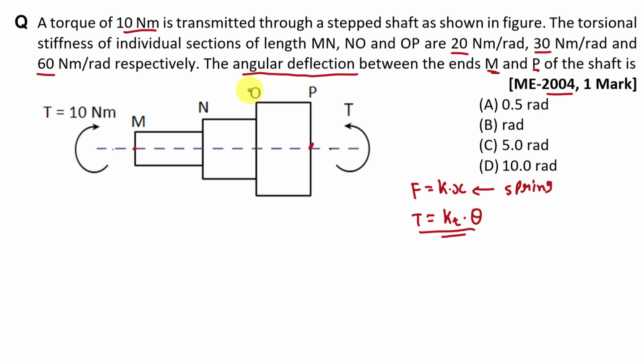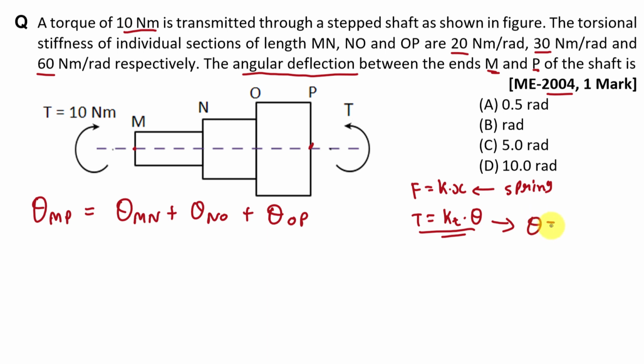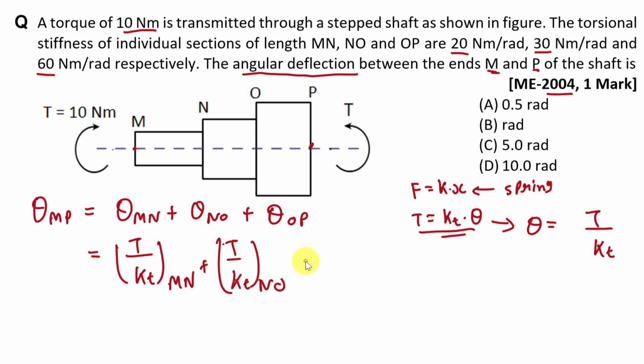Fine. In this shaft we want to find out the angular deflection between M and P, theta MP, and we know that theta MP is equal to theta MN plus theta NO plus theta OP, right? And from this equation we can find out theta, that is T divided by Kt, right? So it is T divided by Kt for MN plus T divided by Kt for NO plus T divided by Kt for OP.